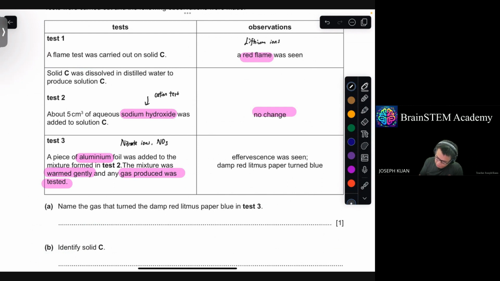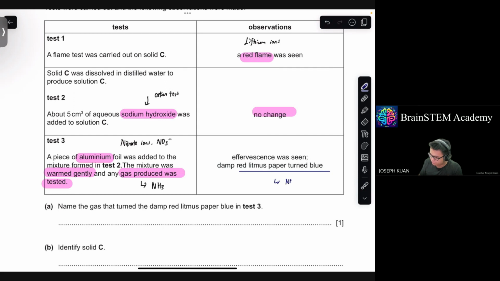And then the gas that is formed will be ammonia. You can actually see the observation, which also gives you a clue. The only gas in the IGCSE syllabus that is alkaline is ammonia. So you can pretty much guess what the ion is that leads to the formation of ammonia. It will be a nitrogen-containing ion, which is either ammonium or nitrate. And in this case, it's nitrate.